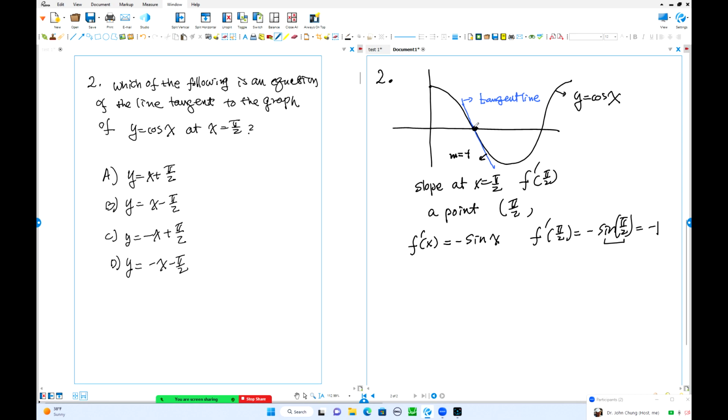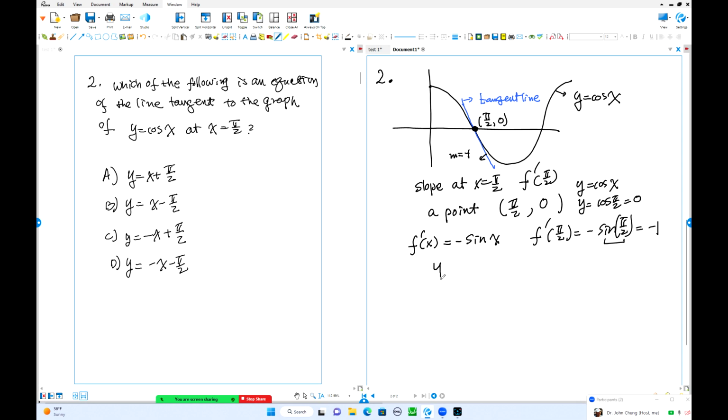But we got a point over here, right? This is the point. Put this number pi over 2 in the original cosine x, okay? So y equals cosine x. Put this number pi over 2 in cosine x, you can get the value of y. Cosine pi over 2. Cosine pi over 2 is 0, right? You understand this one. That's why you got the 0 over here. You got the point and slope. Point is what? When x is pi over 2, y equals 0. Right? So what's the equation over here?